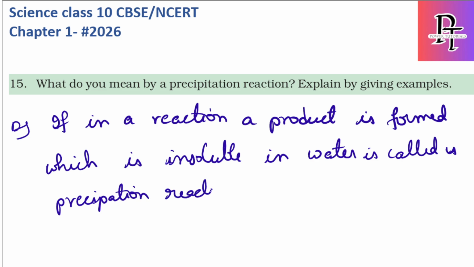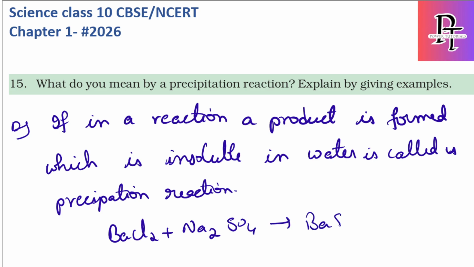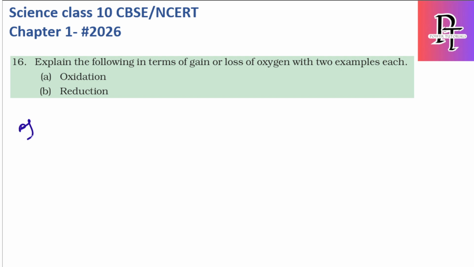So I'll use the same example again, which is a double displacement reaction, where BaCl2 plus Na2SO4 gets combined to form BaSO4 and 2NaCl. Why am I calling this a precipitation reaction? Because BaSO4 is a precipitate. Okay, let's see the 16th, oxidation and reduction.